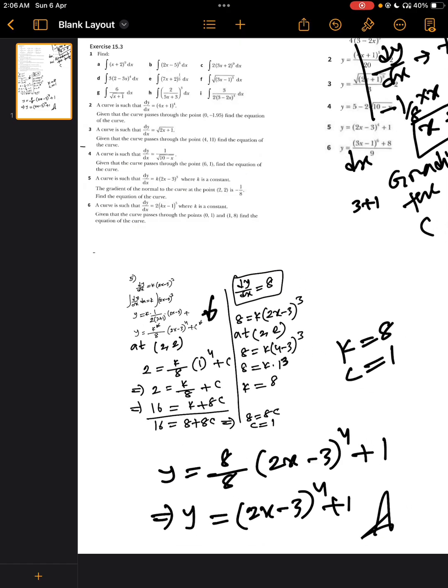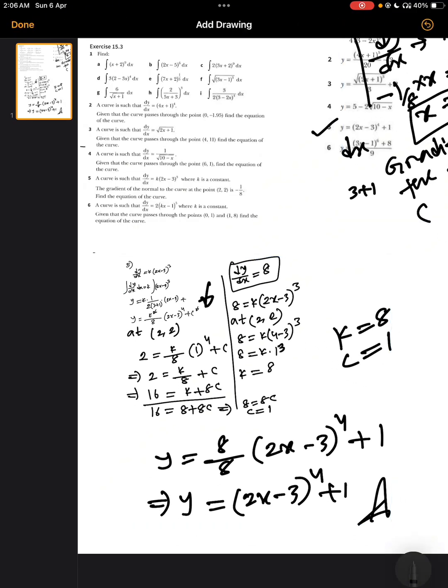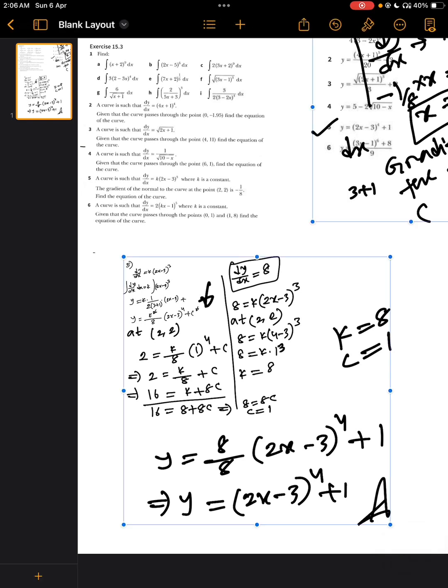2x minus 3 to the power 4 plus 1. Absolutely correct. Yeah, it's done.